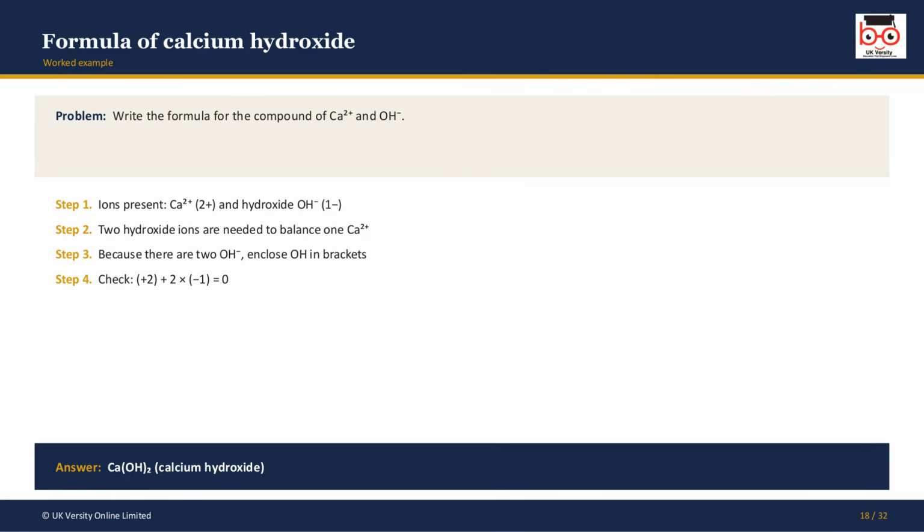Let's write the formula for calcium and hydroxide. Calcium is 2+ and hydroxide is 1-, so we need 2 hydroxide ions to balance 1 calcium. Because there are 2 of them, we enclose the OH in brackets. Checking the charge, +2 + 2 lots of -1 is 0. So the formula is calcium hydroxide, Ca(OH)2.